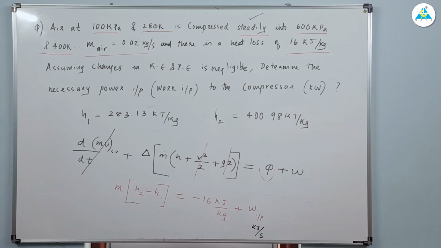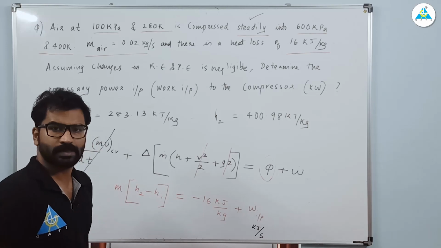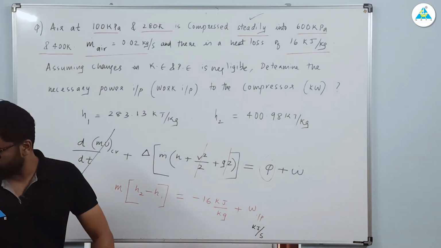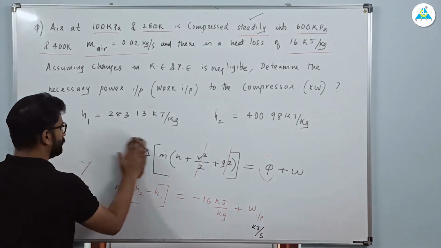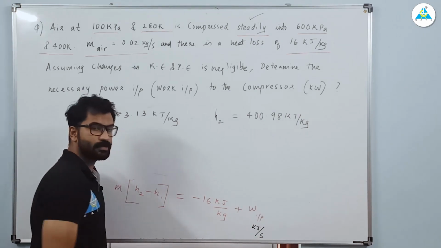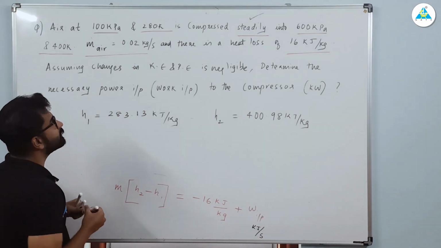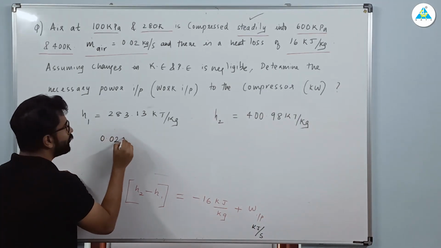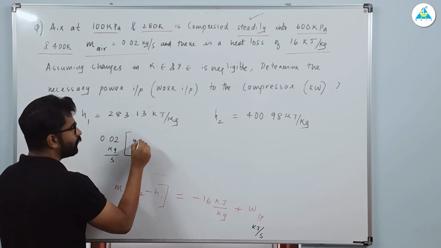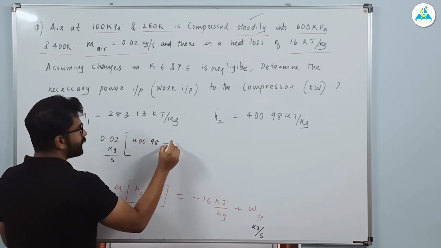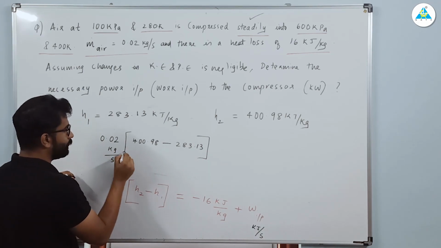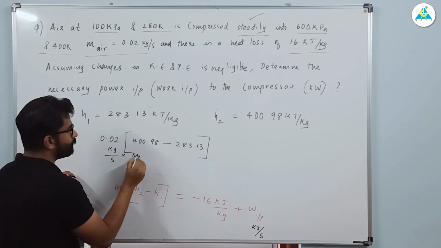Clear? So this is the basic thing you need to write from the question. I hope you understood. Till here it is fine, right? Now the problem is understanding the unit. You want the answer in kilojoule per second, right? Your answer should be in kilojoule per second. Now we will see the mass flow rate. What is the value of mass flow rate? 0.02 kg per second multiplied by H2 minus H1 will be what? H2 is 400.98 minus H1 is 283.13. These values are in kilojoule per kg.